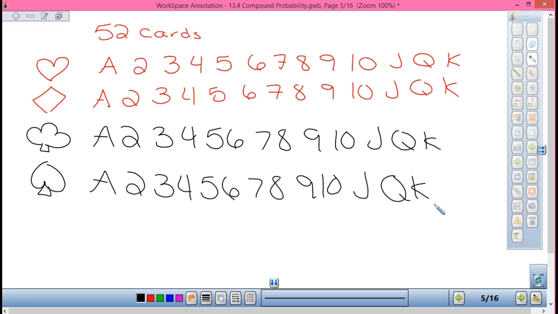So, probability of drawing an ace. Yep, 4 out of 52, reducing it to 1 out of 13, good.